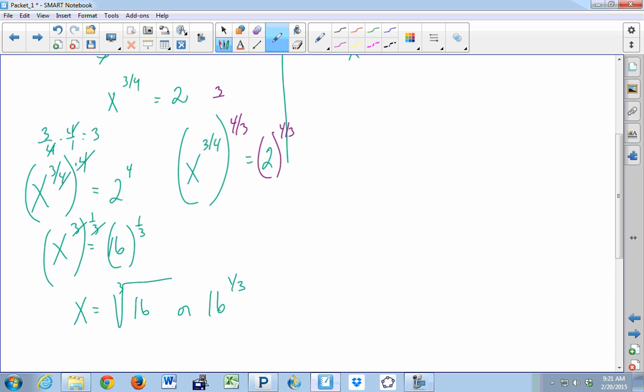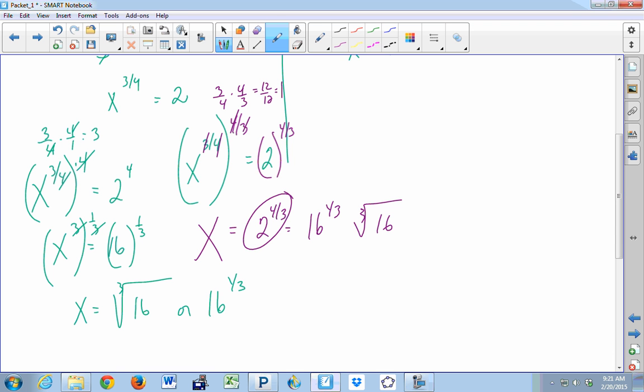Because when we multiply 3/4 times 4/3, we get 12 over 12, which is just 1. All of this cancels and becomes 1. So there's our x, which is what we always want at the end. And here's our answer, 2 to the 4/3. Okay. And you can write that as 16 to the 1/3 or the cubed root of 16. Or you could leave it like that if you wanted. It's okay with me.